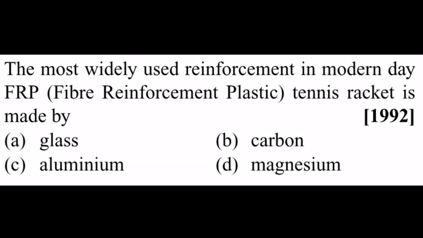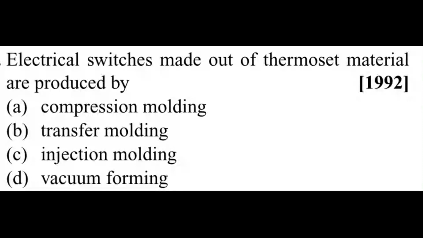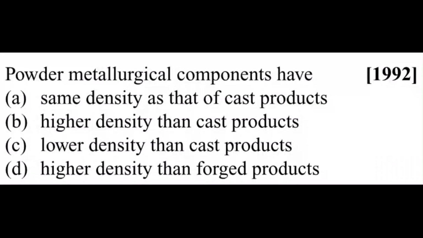The most widely used reinforcement in modern day FRP, fiber reinforced plastic, tennis racket is made by carbon. Electrical switches made out of thermoset material are produced by transfer molding. Powder metallurgical components have higher density than cast products.